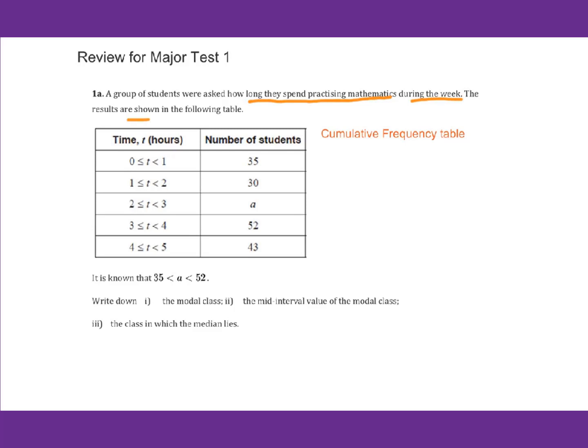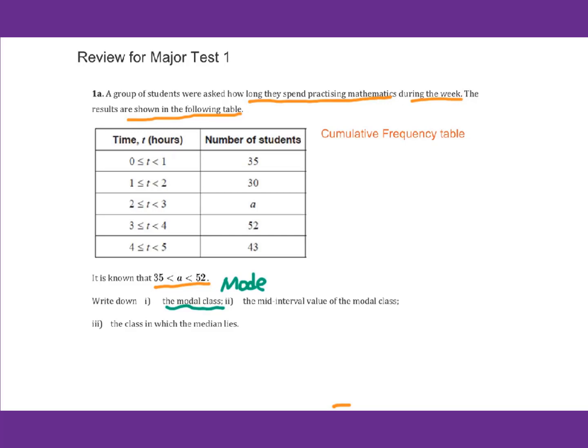A group of students were asked how long they spend practicing mathematics during the week. The results are shown in the following table. It's known that A is between 35 to 52. Write down the model class. First of all, model class means mode.